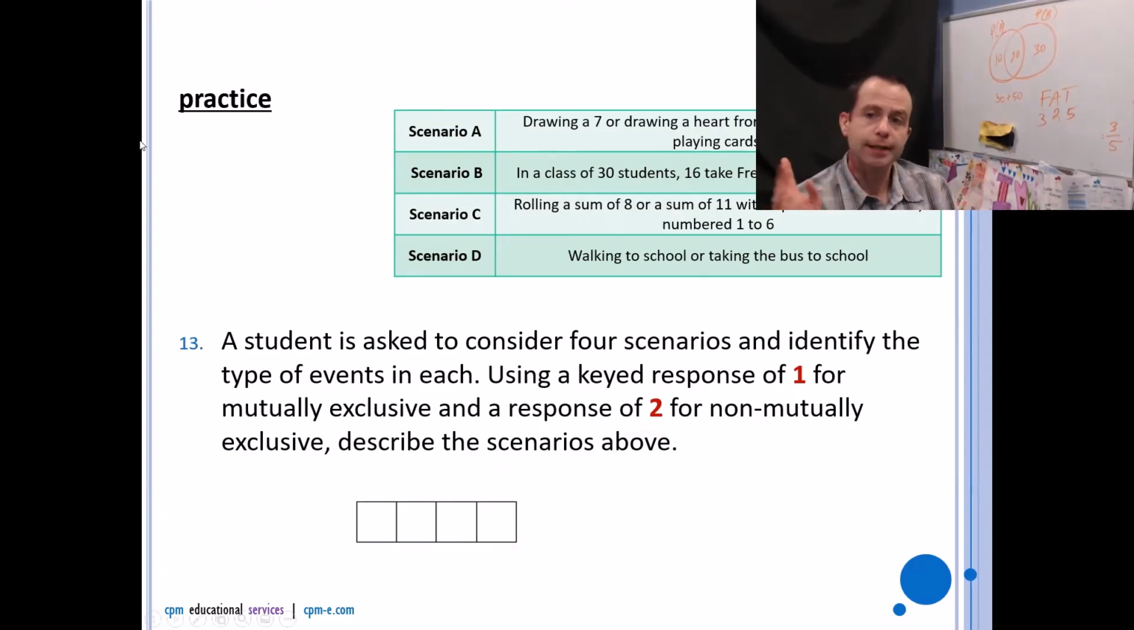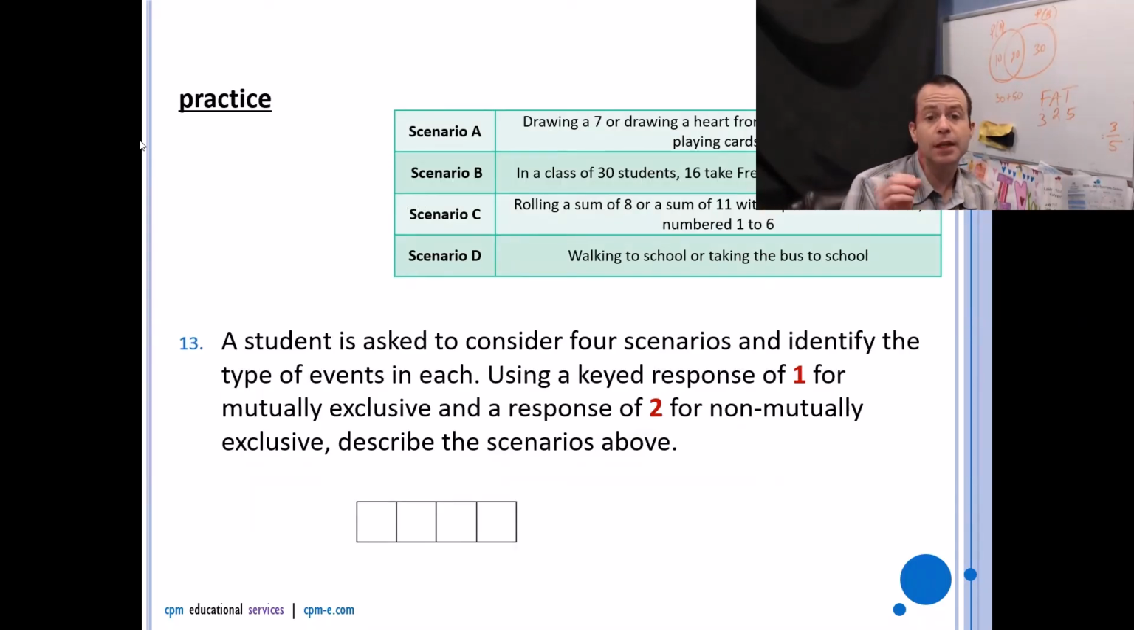Scenario A, drawing a 7 or drawing a heart from a standard deck of 52 cards. Can I draw a 7 and a heart at the same time? Yes, I can, because there is a 7 of hearts, right? So there's an overlap there, so that is not mutually exclusive, okay?